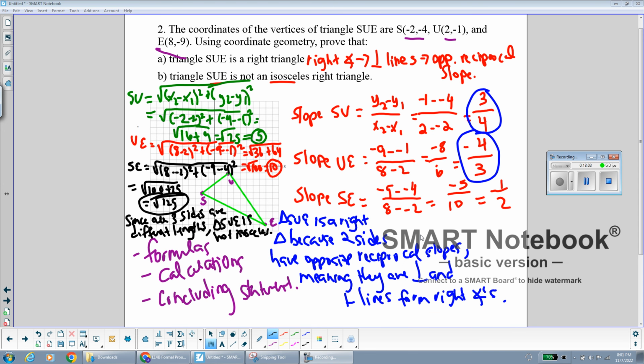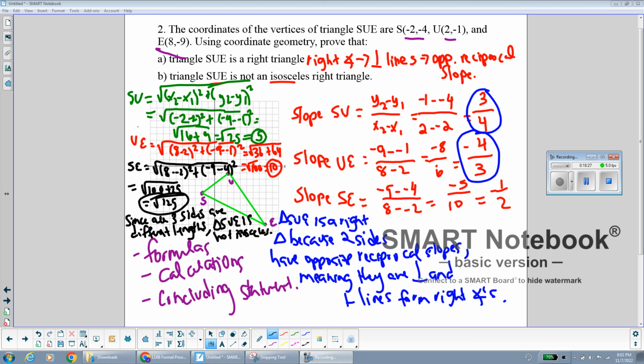As you can see here, I did all of my distance formulas for each of the three sides for SU, UE, and SE, and I found that all of them were different lengths. So I ended with a concluding statement that explains what my calculation showed. Since all three sides are different lengths, triangle SUE is not isosceles.